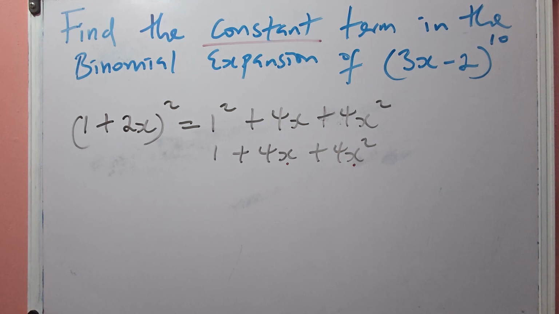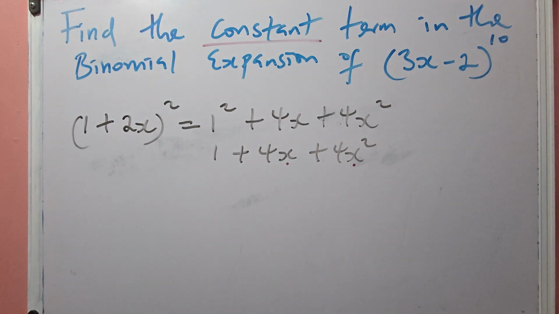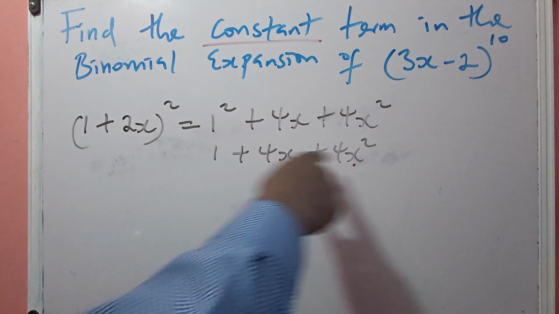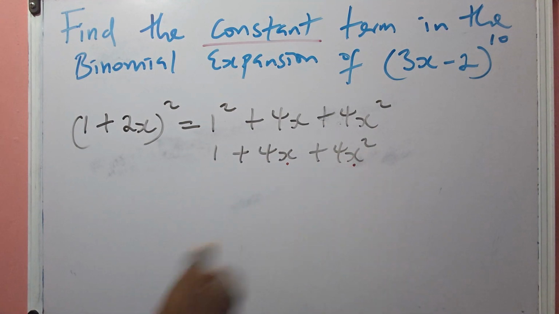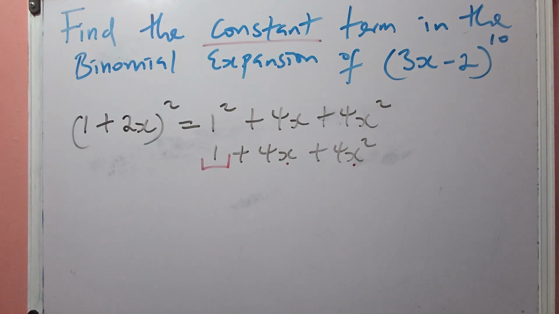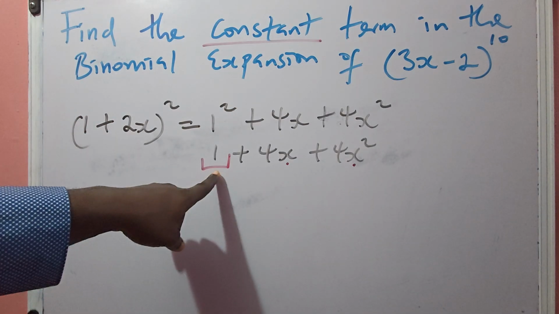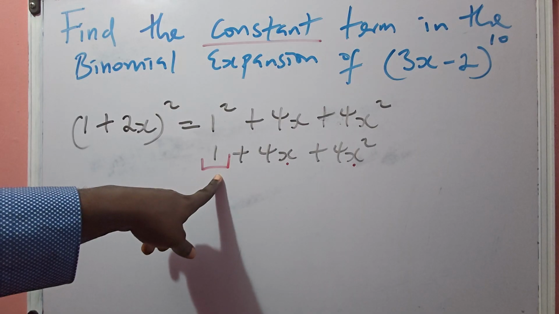So if you want to understand constant term, all you need to look for is that term that doesn't have any particular variable close to it. Looking at what you have here, this has a variable, this has a variable. This is the only term here which is void of a variable. So if you were told to find the constant term in this particular expression, the value of the constant term will be 1.